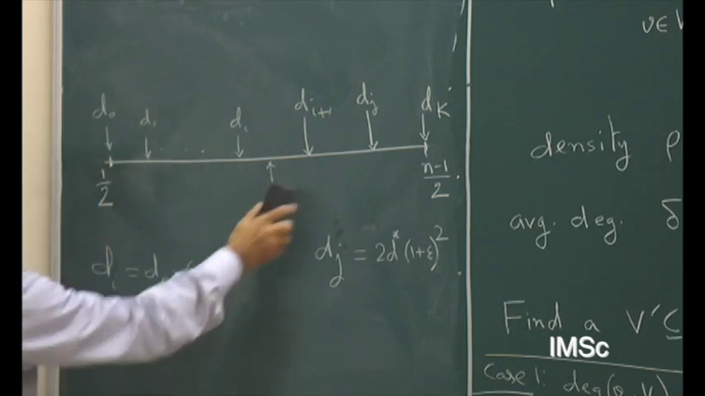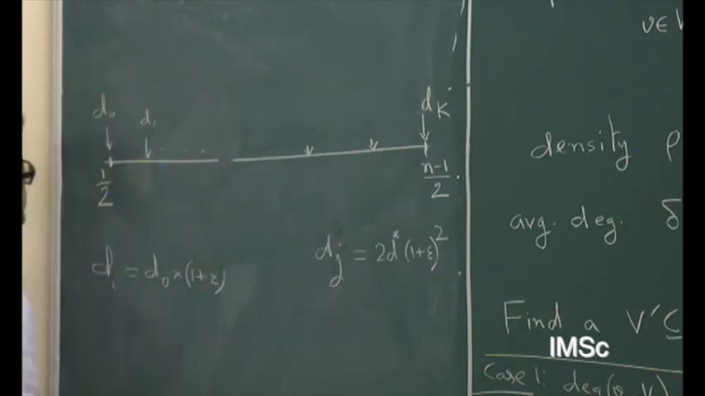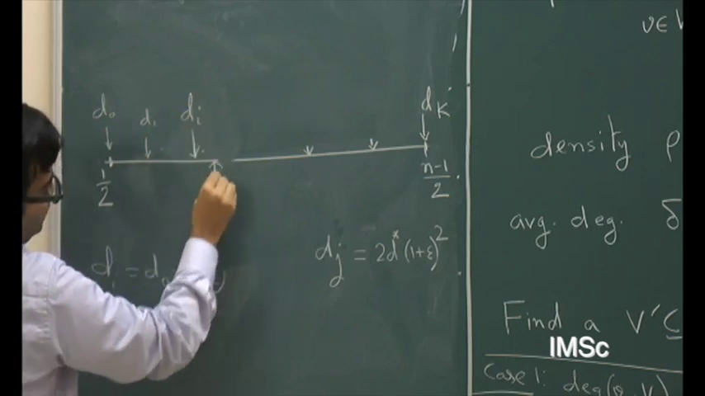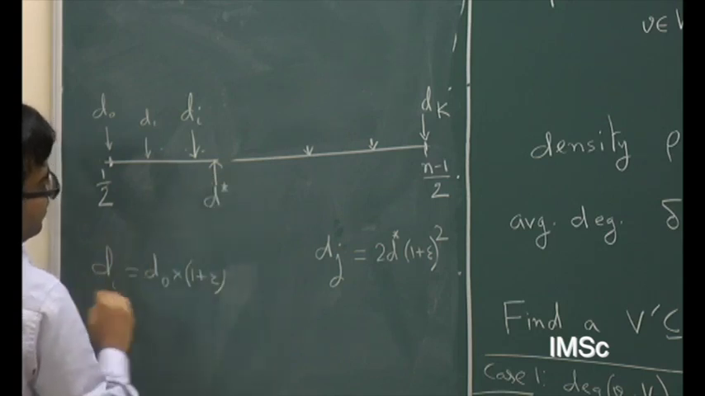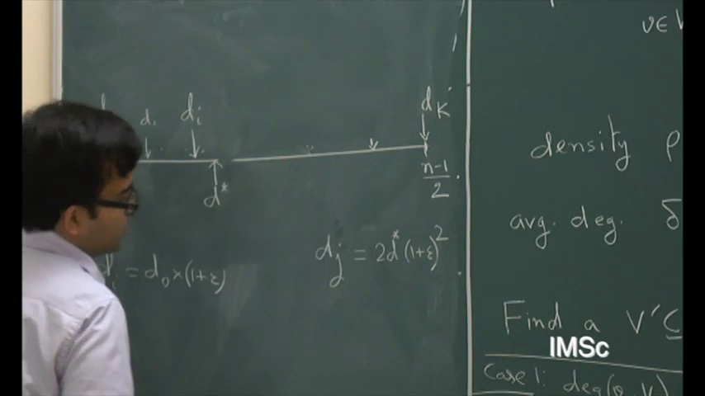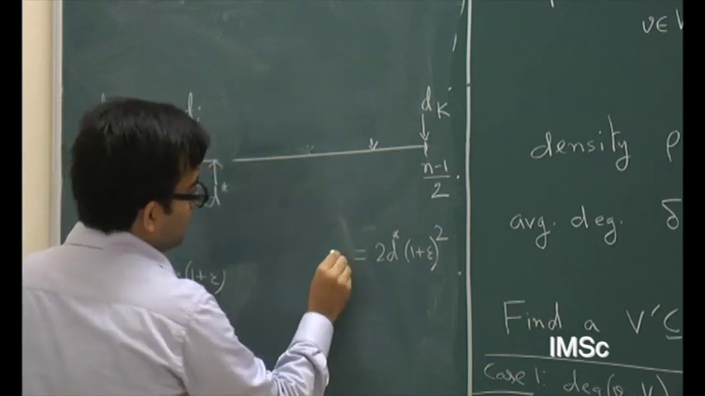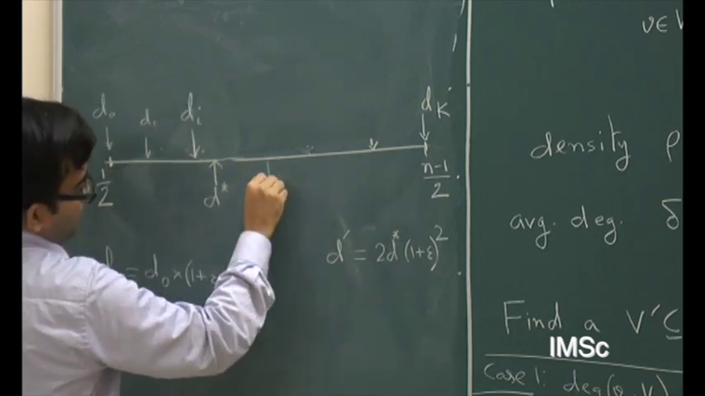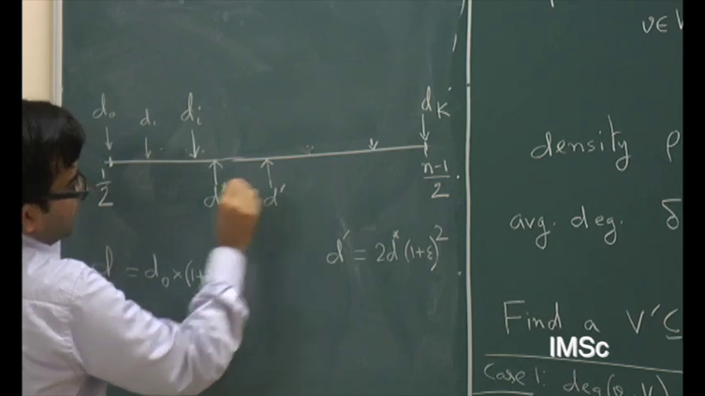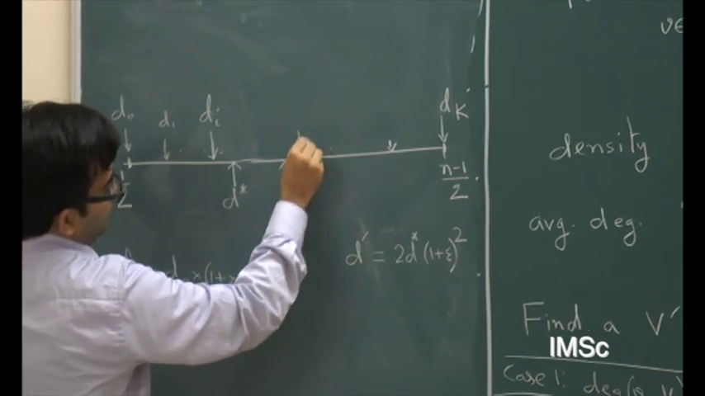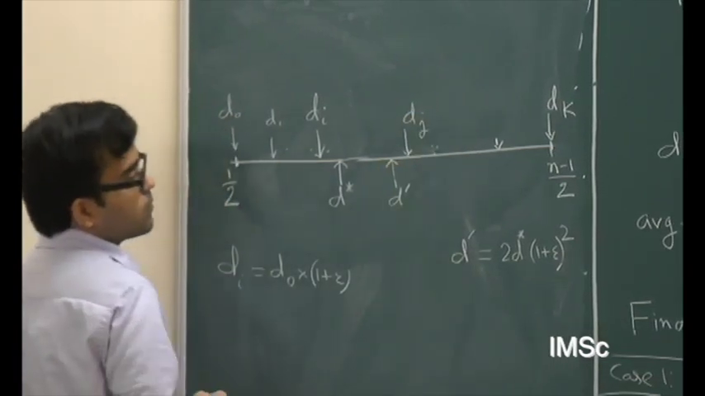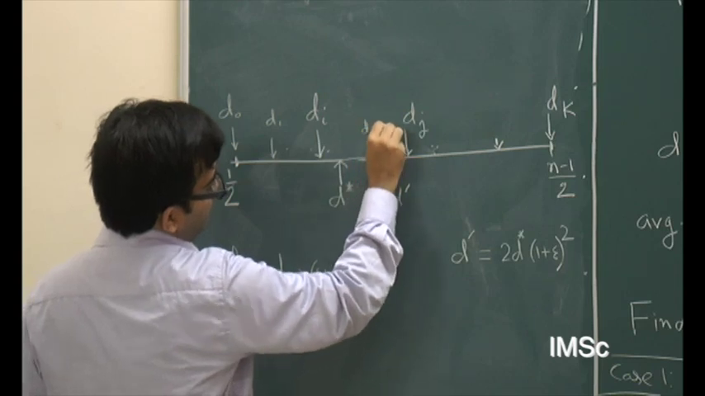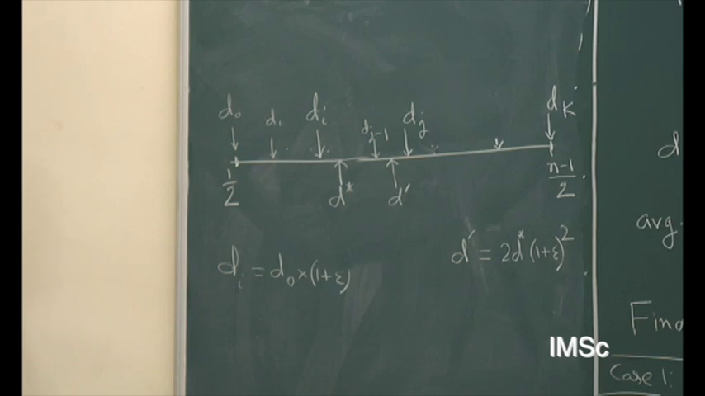Okay, let me draw this picture even more clearly. This is di, this is your d star. Now let us say d prime is this. dj is just this discretized value here. So d prime lies between dj and dj minus 1. Okay, is the picture clear?